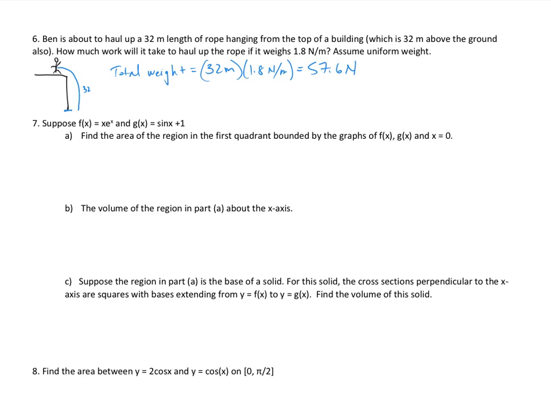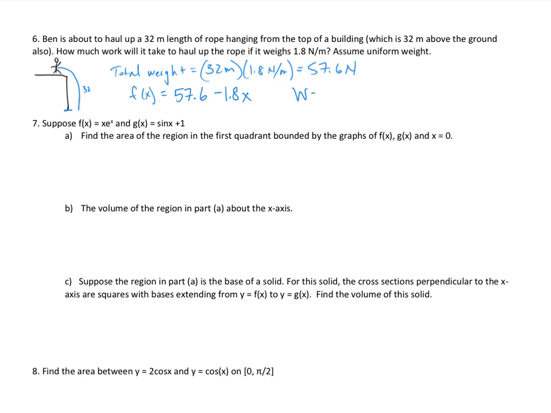And we need an equation for the weight loss, because as you pull the rope up, there's more of it hanging here, so there's less weight that you're pulling up. So there's going to be a weight loss as it's coming up. Well, we start with the total weight, 57.6, and we're going to lose 1.8 per meter. So that's our basic equation.